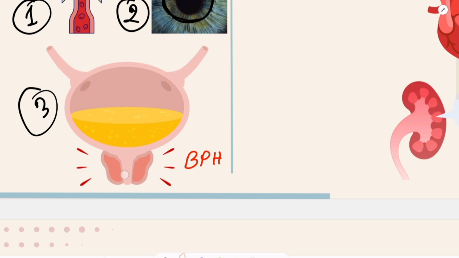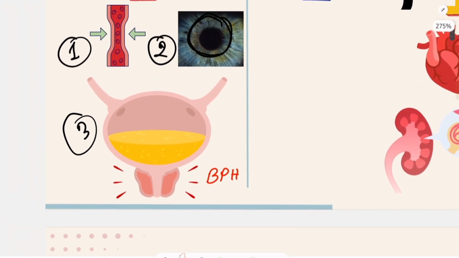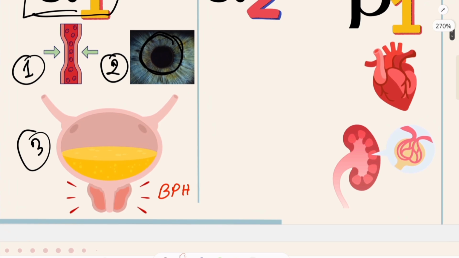So alpha 1 blockers like tamsulosin and prazosin are used for benign prostatic hyperplasia. We will discuss it in detail later. So alpha 1 receptor is present mainly at three locations: blood vessel, eye, and prostatic urethra.